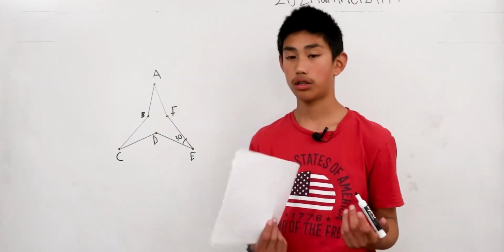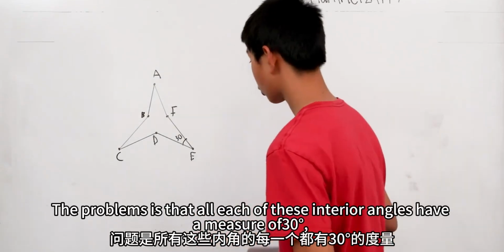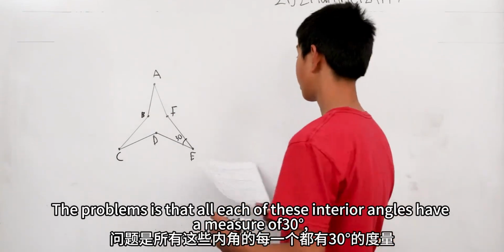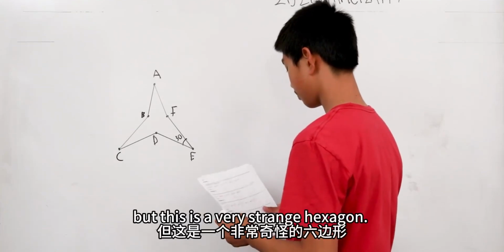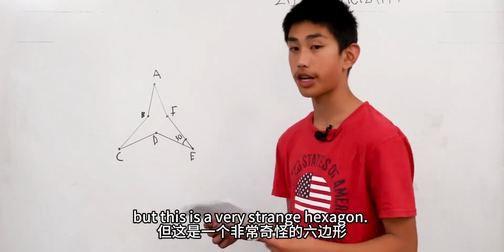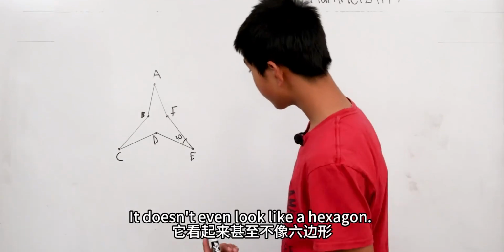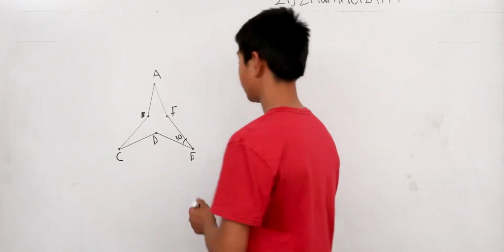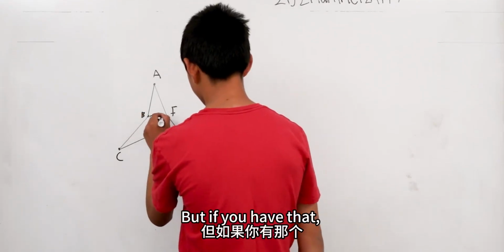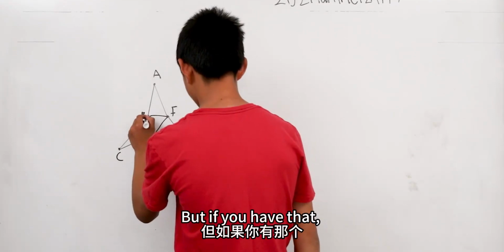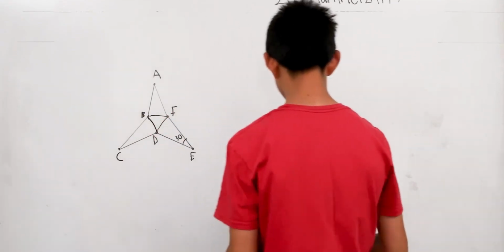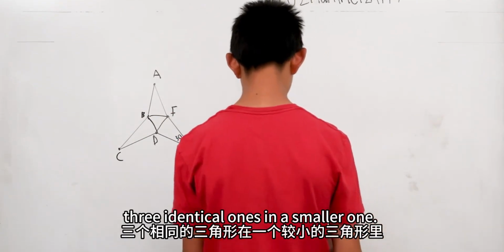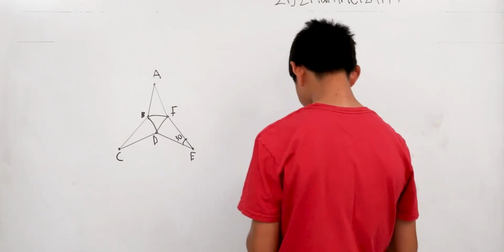So the problem says that each of these interior angles has a measure of 30 degrees. But this is a very strange hexagon. It doesn't even look like a hexagon. It basically looks like a circle. But here you have that. So now it's just 4 triangles, 3 identical ones, and a smaller one.